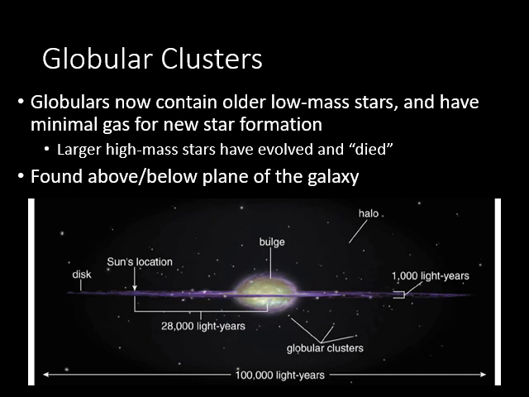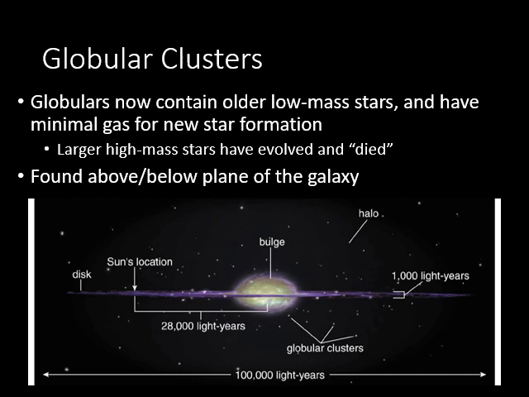All of those young stars have either aged 10 to 12 billion years or they've lived out their entire life, they've evolved, and they've died. So globular clusters primarily contain these smaller, older, lower mass stars.